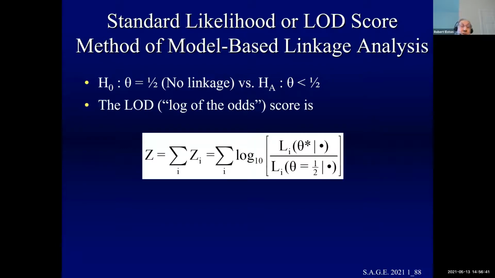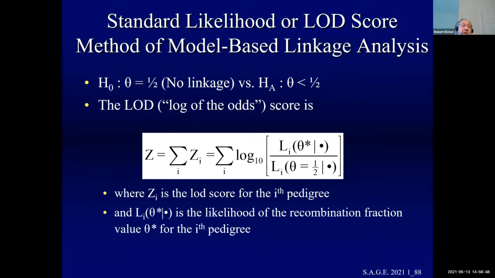The LOD, which stands for log of the odds, that LOD score is Z, which is the summation of all the logs for the individual families, with summation where i is the ith family here. We sum over all the families on the assumption that these families are independent. And so instead of Zi, we put the log to base 10 of the likelihood for a particular recombination fraction given the data, divided by the likelihood for the recombination fraction equals a half given that data. So Zi is the log score for the ith pedigree.